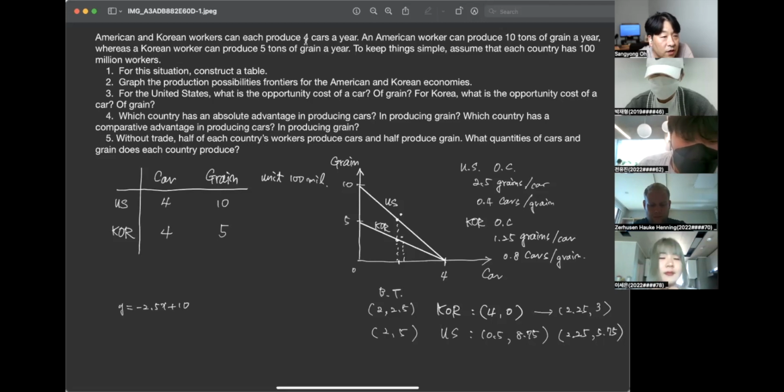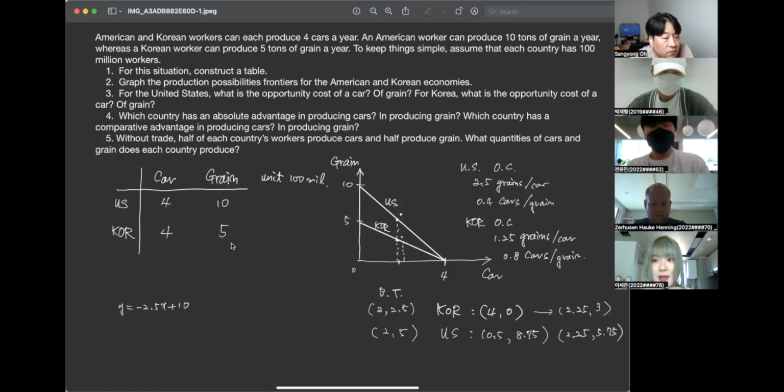We read that all this information can be summarized with this small table. I wrote US as America and KOR as Korea. Car production, right? 4 and 4, you need 1 million units, 100 million units. So 400 million cars can be produced in the US at max, and in Korea, 400 million. Grains, 1,500 million of production per year. Each country has this kind of production capacity for each good.